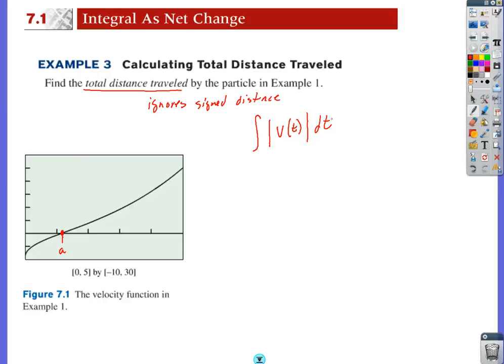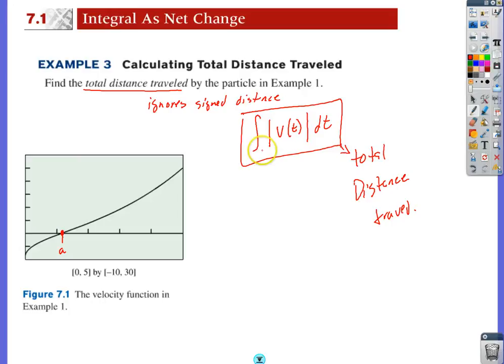Remember to use Math 9. All right, but the main thing here that you need to get for total distance traveled is this piece right here. That is total distance traveled. You need to include that, okay, for some A to some B.